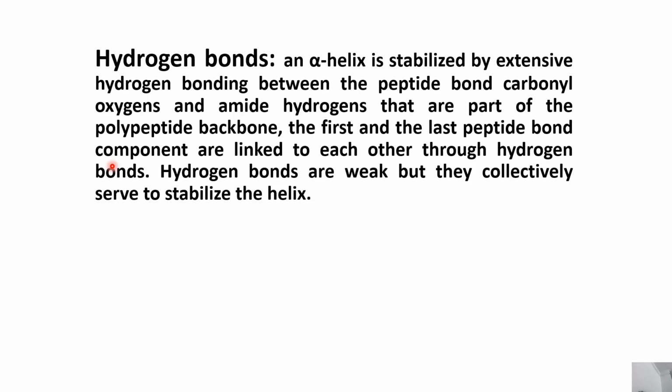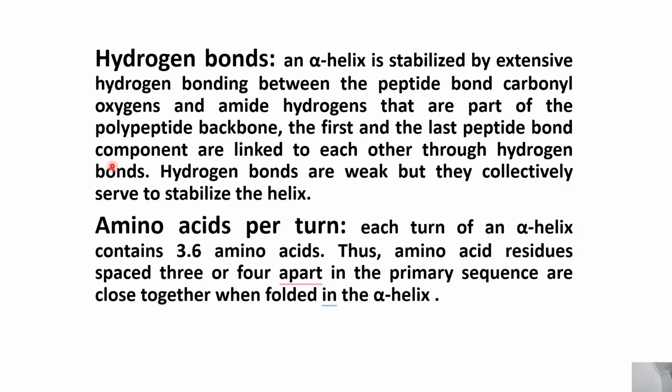Now, hydrogen bonds: the alpha helix is stabilized by extensive hydrogen bonding between the peptide bond carbonyl oxygens and amide hydrogens that are part of the polypeptide backbone. The first and the last peptide bond components are linked to each other through hydrogen bonds. Hydrogen bonds are weak, but they collectively serve to stabilize the helix. So each turn of an alpha helix contains 3.6 amino acids. The amino acid residues spaced 3 or 4 apart in the primary sequence are close together and folded in the alpha helix.